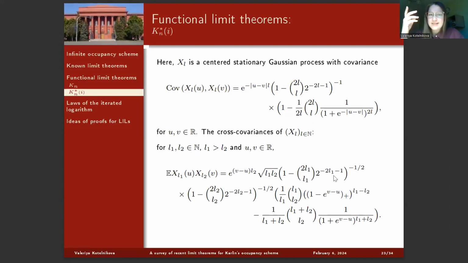It is, again, centered and stationary. All of the coordinates of this process are centered stationary Gaussian processes with a covariance function, which you can see on the slide. Of course, it's not very attractive, but what can we do about it? Also, to define a Gaussian vector process, we need to define cross covariances for the coordinates of this process. You can see those cross covariances on the slide. Okay, it looks bad, yes, but there is nothing more on the right-hand side than just some simple functions of the indices l1, l2, and of the arguments u and v.